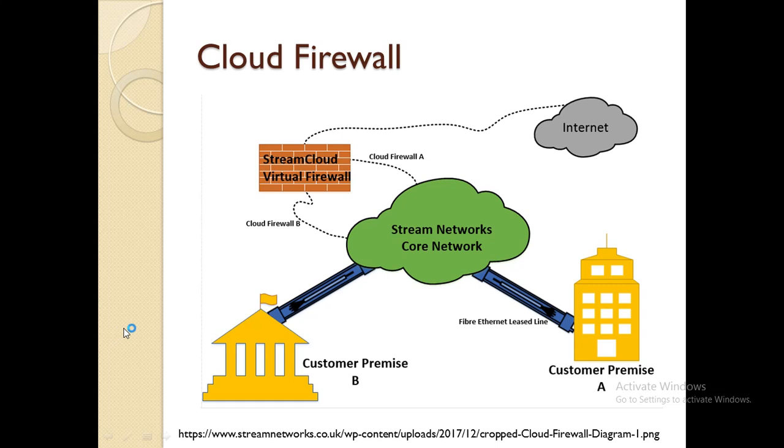We can see in this diagram customer A and customer B accessing the internet. Here our cloud platform will work, monitoring the incoming and outgoing traffic between these customers and the internet.